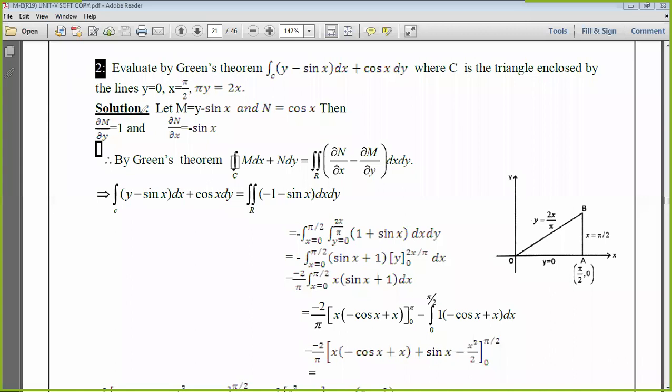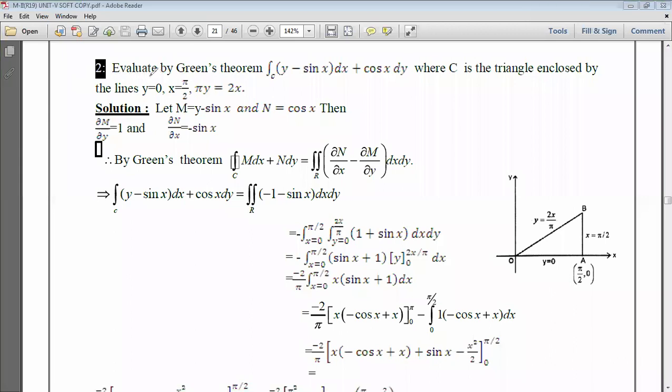Evaluate by Green's theorem. Here they mentioned evaluate, no need to verify. So verification is not required. Just evaluate by Green's theorem the integral of (y minus sin x) dx plus cos x dy, where C is the triangle enclosed by these lines. By using these lines, we'll get a triangle. That triangle we need to take as a region, and from that we need to write the limits.